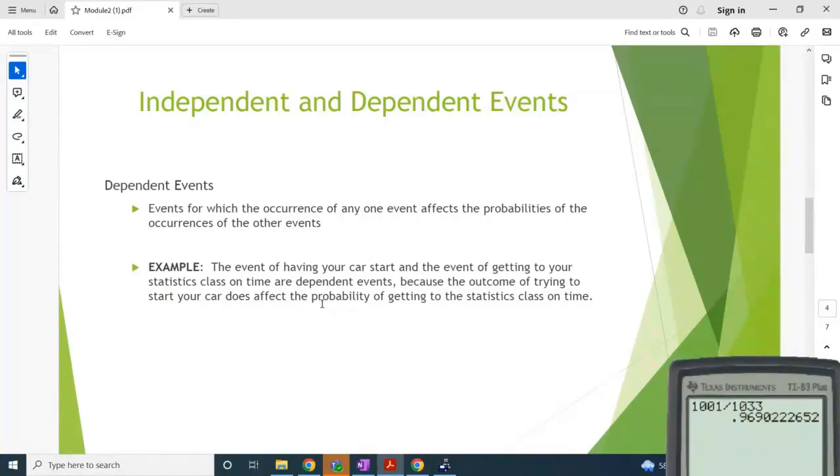Because you're dependent on your car to start, and that's going to in turn affect when you arrive in class, right? So your car starting is a factor in you arriving to class. Okay? So that's a dependent event. One outcome has an effect on the probability of another outcome. So those are dependent, and we're going to take a look at some examples of the dependence.